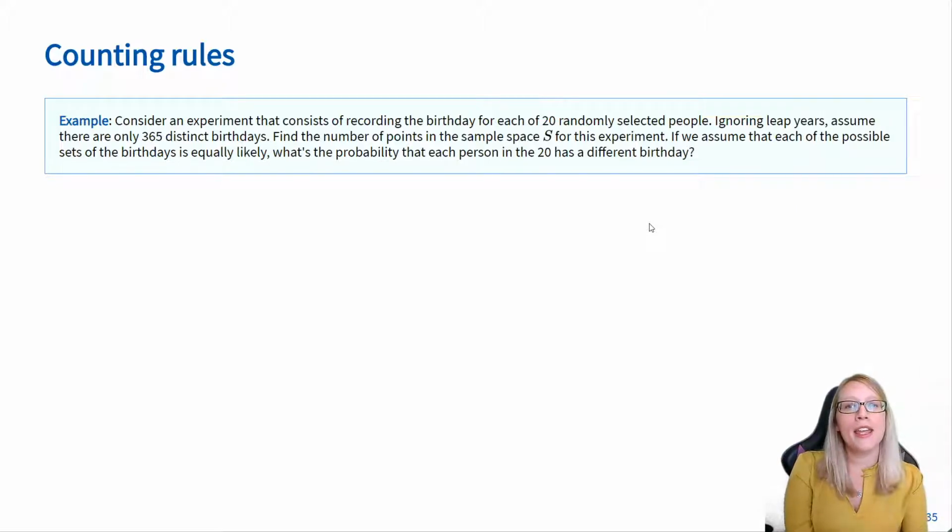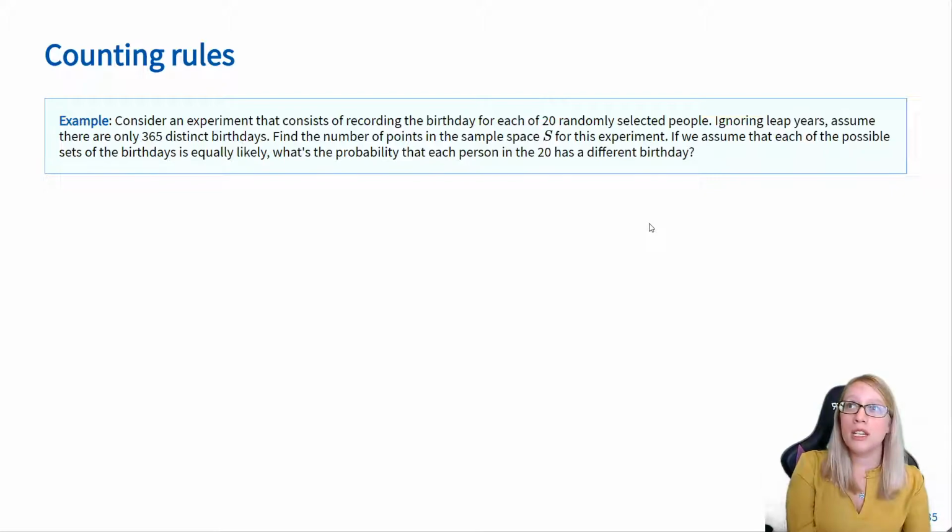Let's take a look at a different example. So let's consider an experiment where we are recording the birthday for each of 20 randomly selected people. We'll make an assumption here. We'll ignore leap years to make our life a little bit easier. This means that there's 365 distinct birthdays that a person can have. Let's find the number of points in the sample space for this experiment.